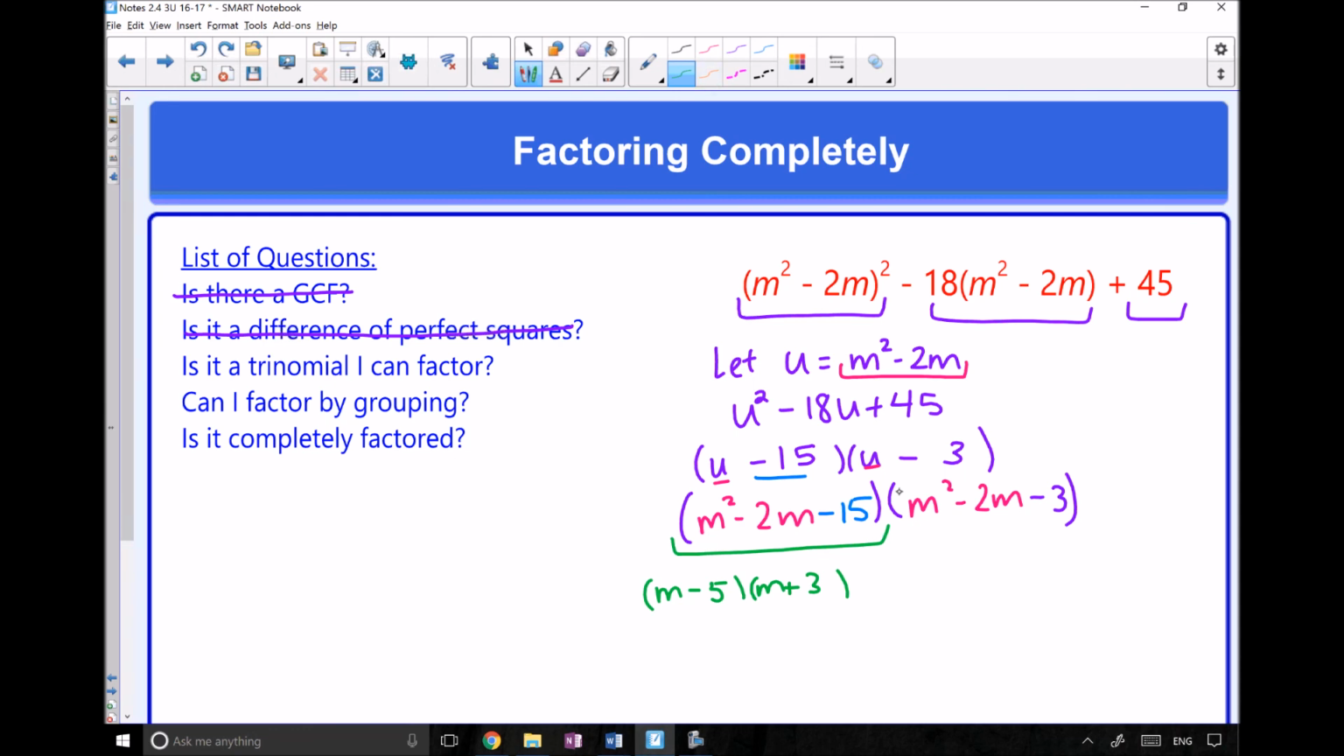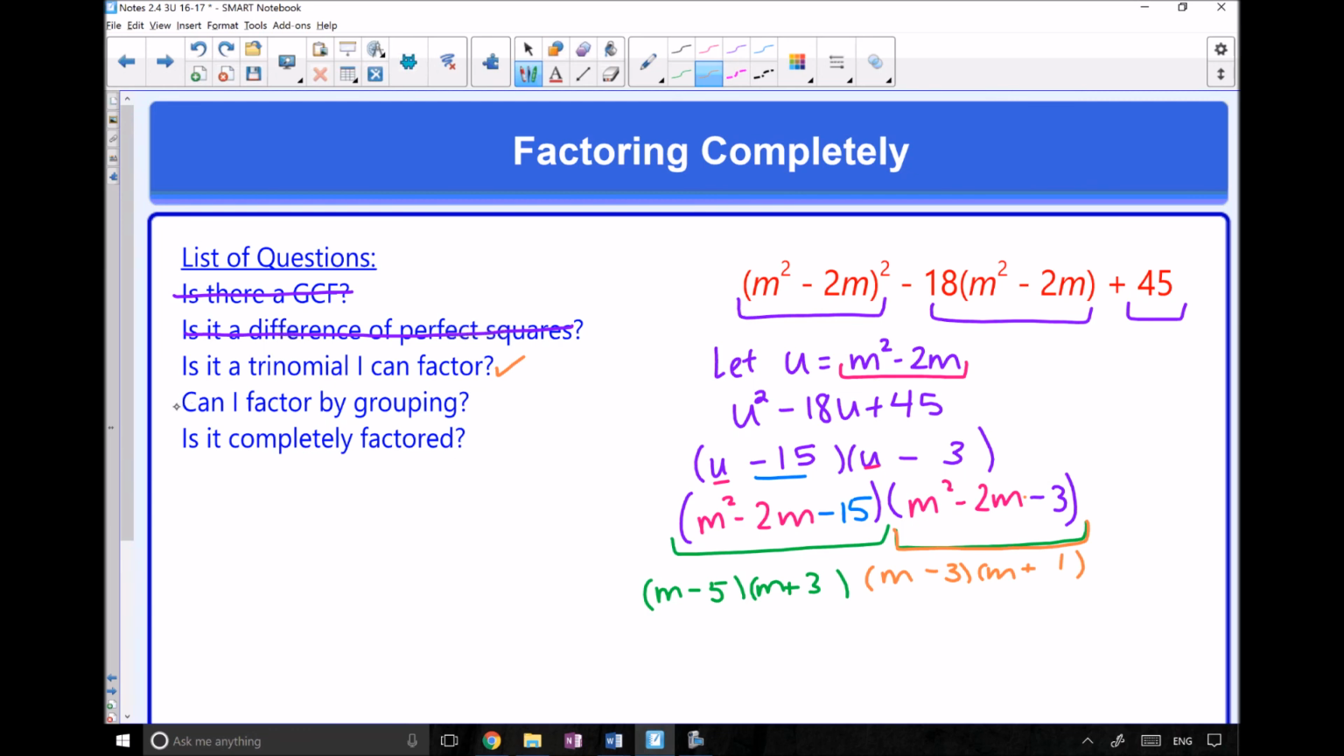Now for my second factor, same thing. I'm going to take a look at how I can possibly get some numbers to work out for me. So here, m times m gives me the m squared I want. I'm going to use 3 and 1 because those are the only factors of 3. If I use a negative 3 and a positive 1, that gives me the negative 2m that I want. Okay, so is it a trinomial that I can factor? Yes, I'm done with that question.